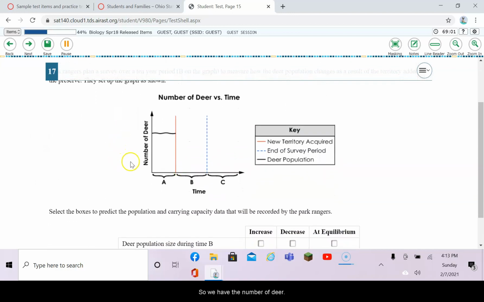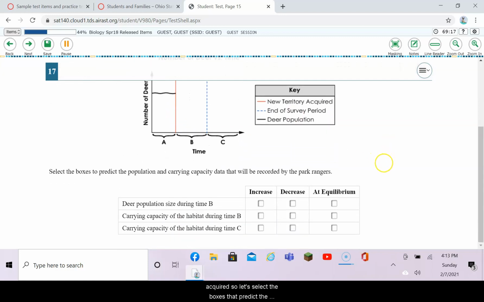So we have the number of deer, and we have time at the bottom. The dark line is the deer population. The dotted line is the end of the survey period. And the red line is when the new territory was acquired. So let's select the boxes to predict the population and carrying capacity.